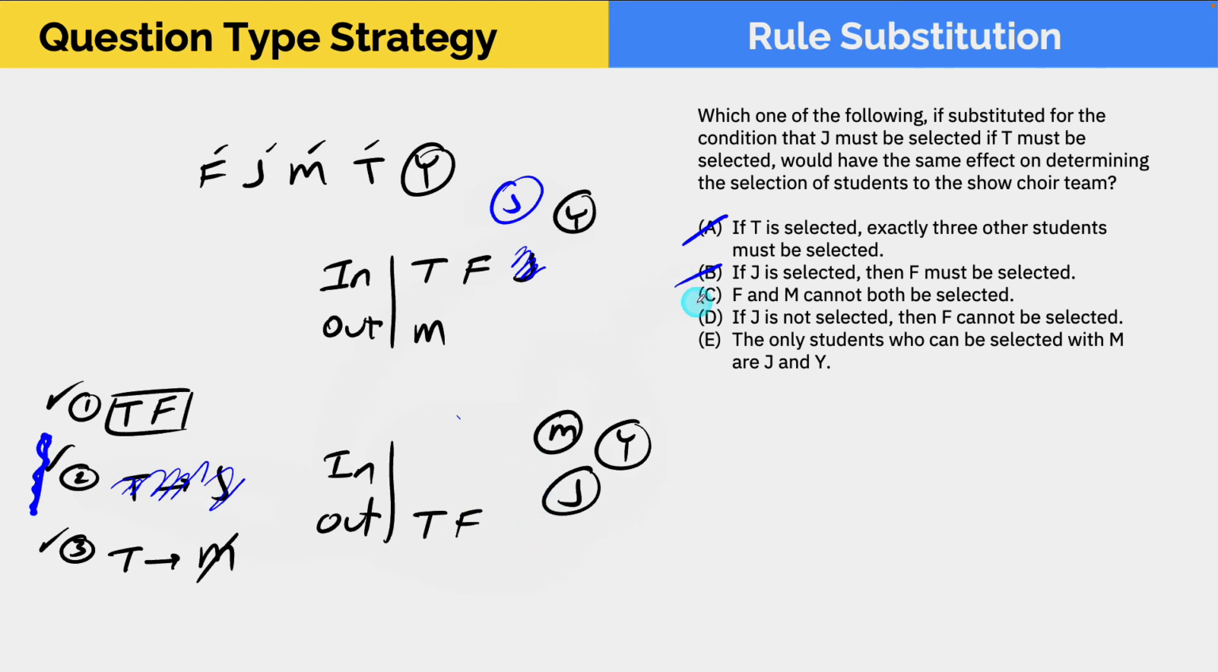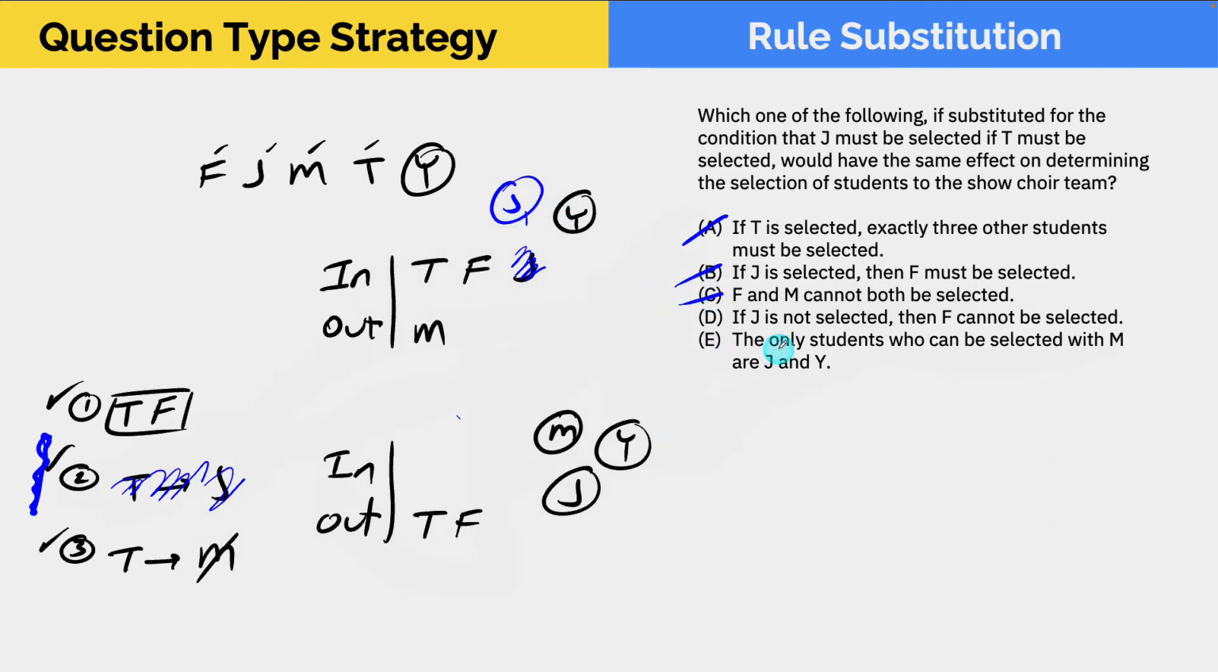So now let's take a look at C. F and M cannot both be selected. Well, I don't really see why that would ever force J to go in, right? When T is in, there's really no rule anymore about J. So why would that force J to go in? You could put J out, so C is not going to be the answer.